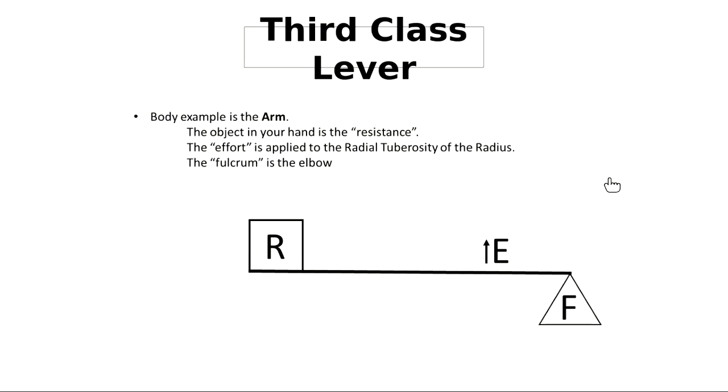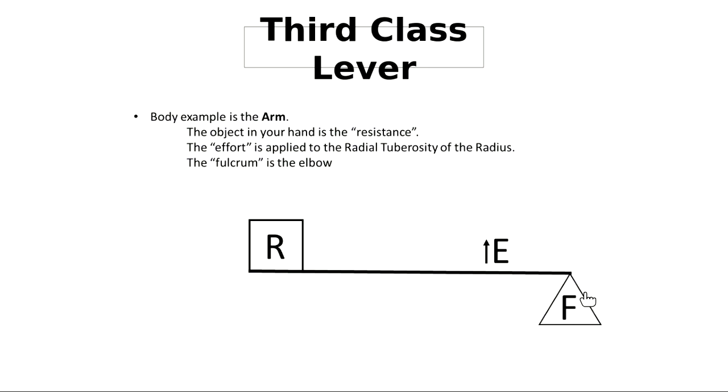Third class lever, example is the arm. Now it says the object in your hand is the resistance. So your hand's out here where R is, and you're holding like a ball. The effort is applied to the radial tuberosity of the radius. Well, I told you what that was a minute ago. And then your elbow here is the fulcrum, the joint.